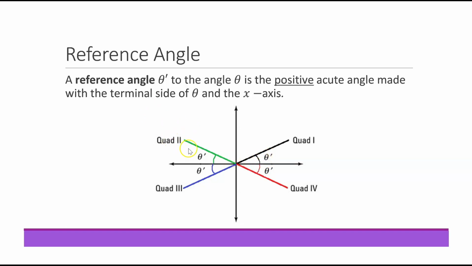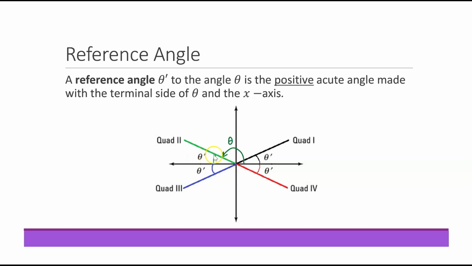But when I have an angle like over here in quadrant 2, this green line represents the terminal side of an angle in standard position. So we're assuming it started on the positive x-axis and it's ending over here in quadrant 2. So the original angle would be this one here. This would be theta. That would be the original angle.